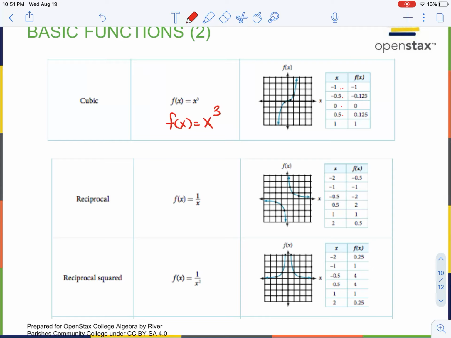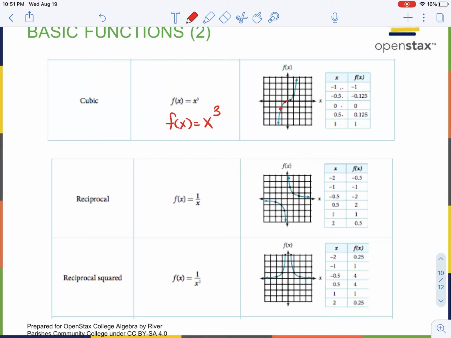If you cube -1, -1 to the third is -1. So that's the point -1, -1. If we cube -0.5 or -1/2, you get -1/8. So that's the -1/2 and then down 1/8. So that's really close to the x-axis there. So you can kind of see where they have that point. And then 0 cubed is 0.